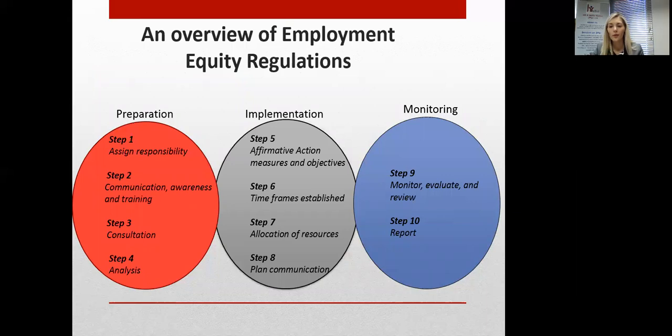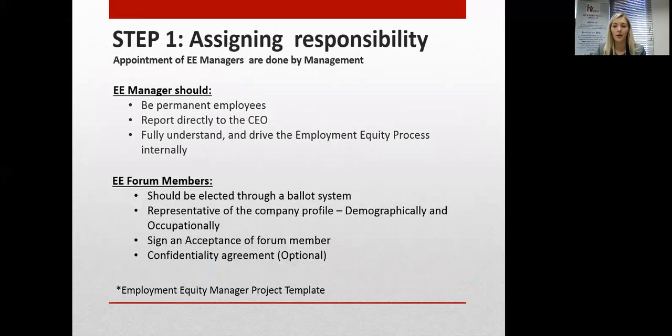So the overview of the regulations is put into 10 steps. These are from the Department of Labour, which they follow, and which are given to all the companies to follow as well. Okay, we're going to go through each step and try and make it as simple as possible. Okay, here we go. Step 1, assigning responsibility.